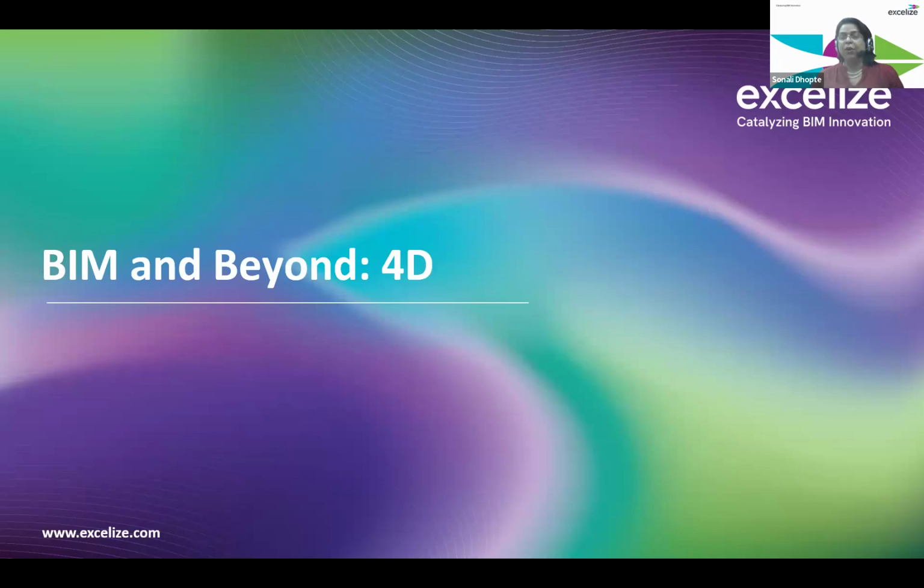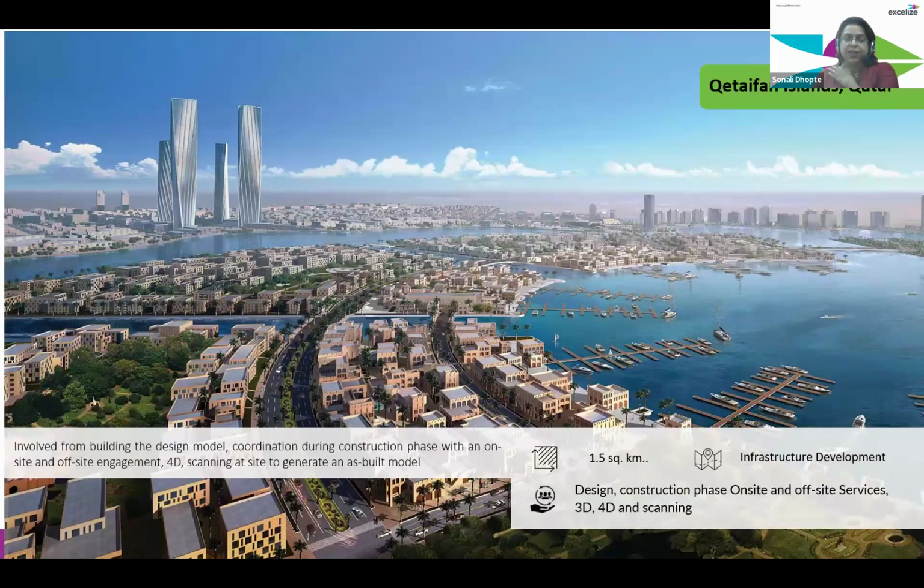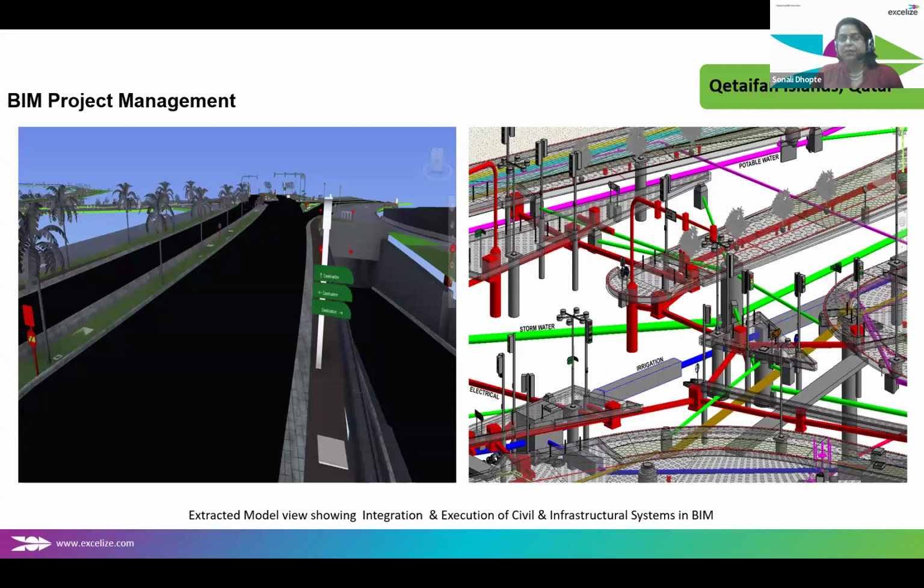But now beyond 3D, what do you mean by 4D? So essentially 4D I said was time. On a project that we did, these are 3 islands on which we did work. It was just road and all the utilities. So the image on the left is from what you see above the road. The image on the right is what you see below the road.